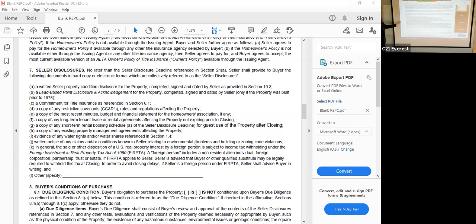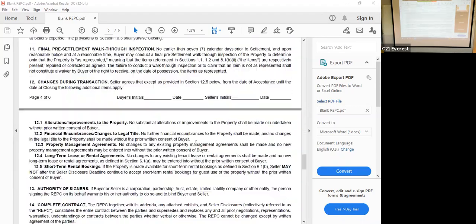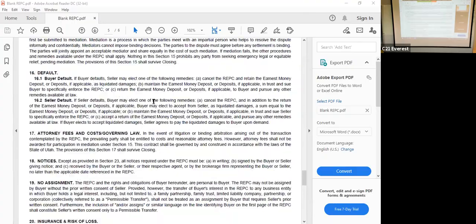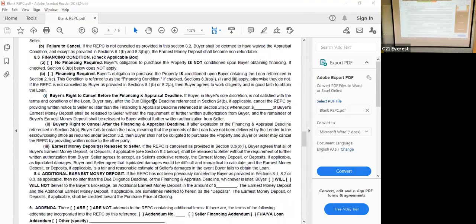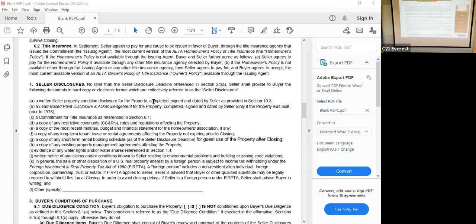Okay, if you're unaware, section 24 talks about deadlines. Section 24A has a seller disclosure deadline. That means that by this deadline, whatever is stated there, the seller is obligated to provide everything in paragraph 7 to the buyer.